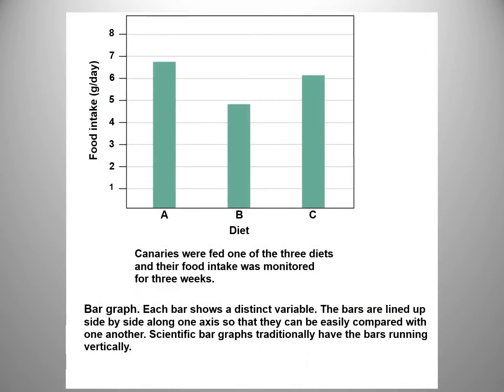And again, it's the same story. Let's just take it into a bar graph this time. The independent variable is the type of diet that these canaries are fed. So they have different types of diets, and that leads to different amounts of food intake. We can see that the canaries seem to like A diet better than either B or C. So each bar is showing a distinct variable, or a change from the original control experiment. Dependent variable here is food intake.